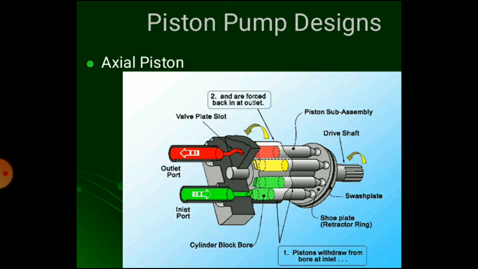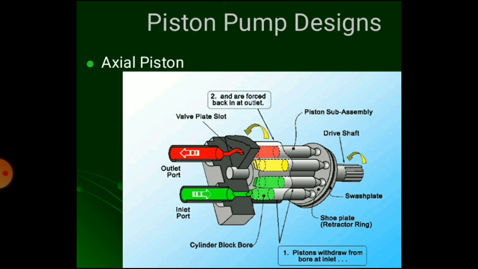So piston type pumps are of the following types. First is radial piston type, where pistons are arranged radially with respect to the axis of rotation. And second category is axial piston pumps, where pistons are arranged parallel to the axis of rotation. Again, it has two types: swash type axial piston pump and bent axis type axial piston pump. Now, first we will see the axial piston pump.